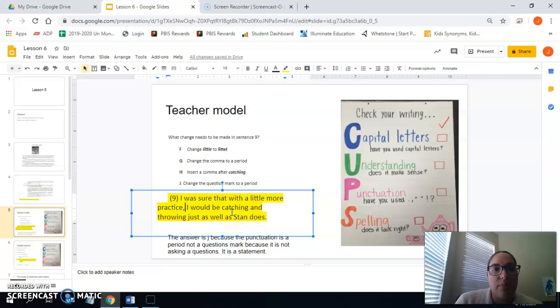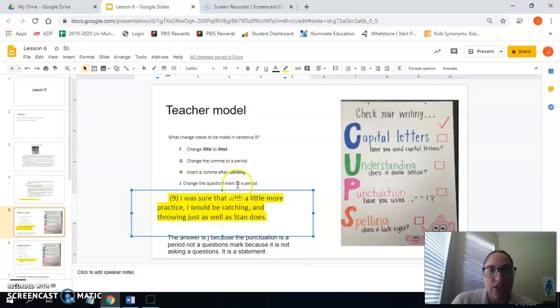H, insert a comma after catching. So if I were to insert a comma right there, I'm sure with a little more practice, I would be catching, and throwing just as well as Stan. Well, this right here is punctuation, and it does not go because it's not saying practice, catching, throwing. It's not a series of things like a list or certain things that you may be doing. So that's why it is not H.